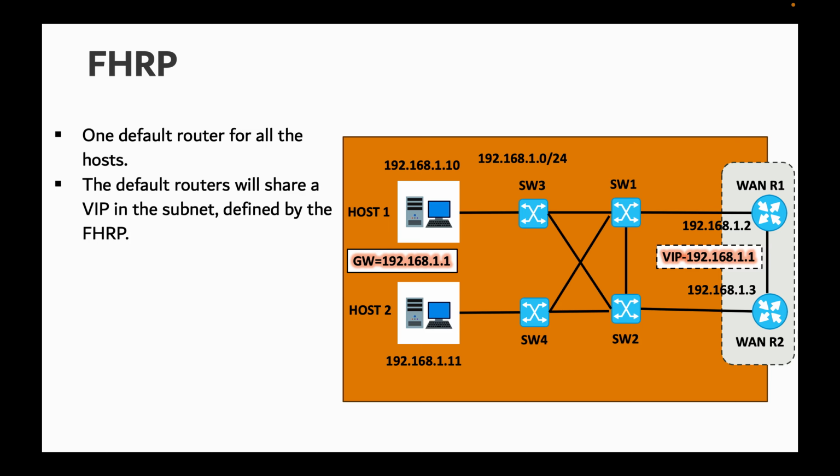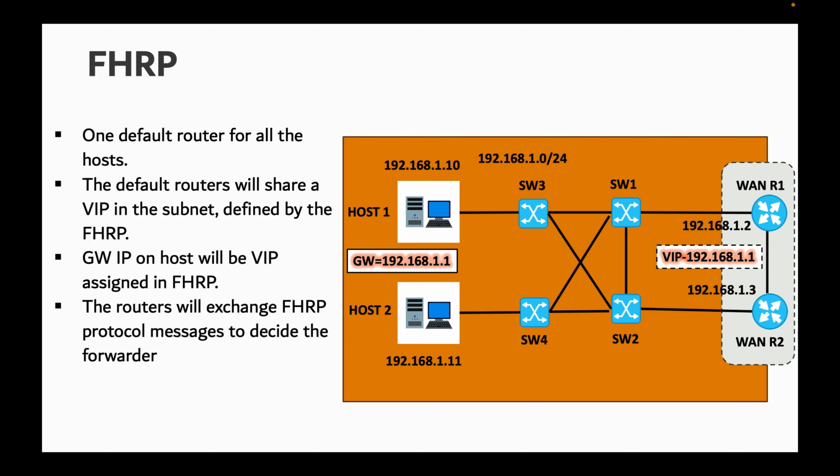So as I said, the default routers will share a virtual IP in the subnet defined by the FHRP. The virtual IP address will be used on hosts as their default router address, so they will have this virtual IP as the gateway. The routers will exchange FHRP protocol messages to decide which router will forward the packet. And in case of failure, the responsibility will be shifted to the other router.